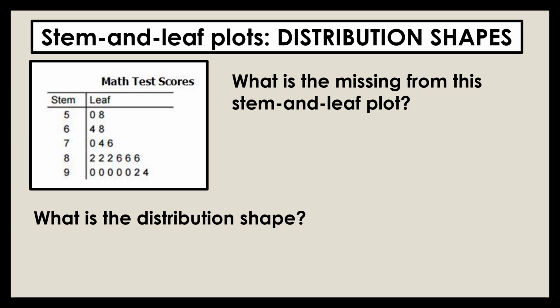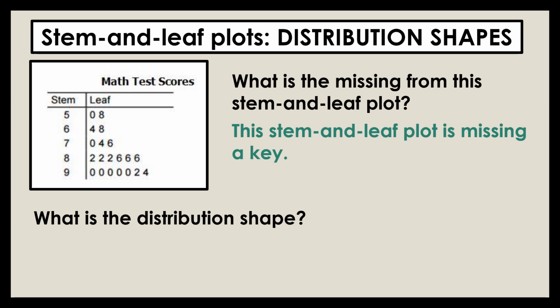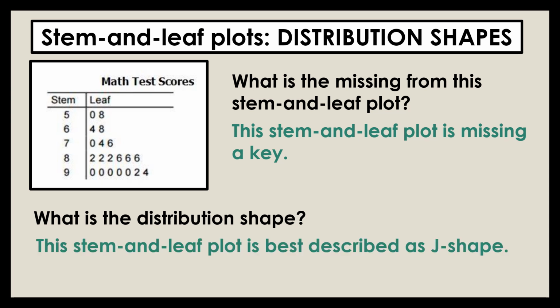Here's another one. What's missing from the stem and leaf plot? Hopefully you realized it was a key. Not necessary to have a key on this. We are only looking at the distribution shape. There are more values in the higher values, and the tail goes to the lower values because the tallest one, the 90s, is on the very bottom. This stem and leaf plot is J-shape.